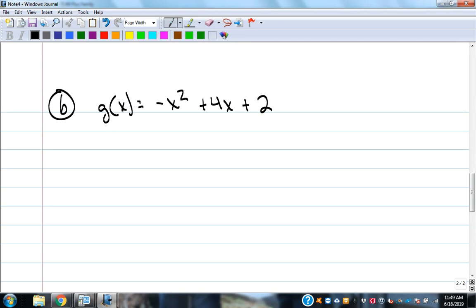Again, we're going to do the same things. We're going to find the axis of symmetry, and I'm going to abbreviate that: axis of sym. And so we're going to use that formula, x equals negative b over 2a, to get that. Always going to be that formula for axis of symmetry, quadratic functions in standard form.